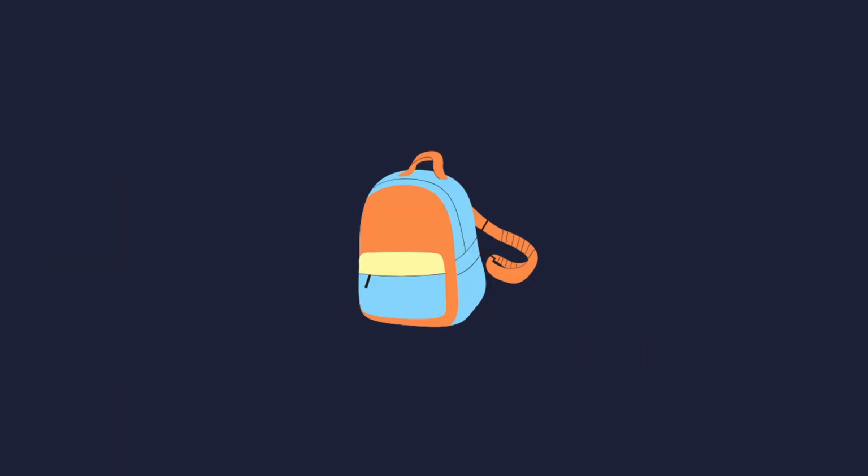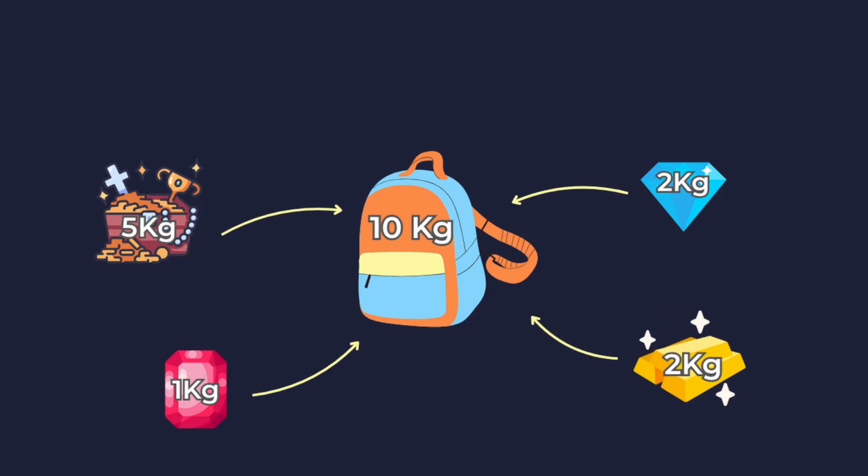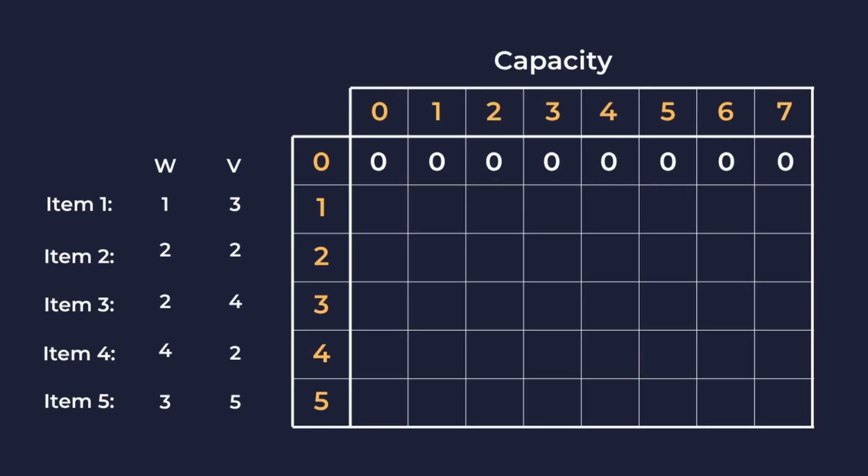Imagine you have a knapsack with limited space. Let's say it has a weight limit. You have several items, and each item has two characteristics: weight and value. The goal is simple. Pick items to maximize the total value without exceeding your weight limit. Each item can either be picked or left out. That's why we call it the 0/1 knapsack problem. Let's dive into the explanation.